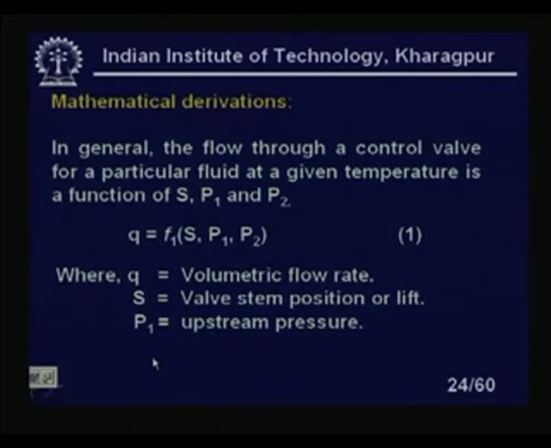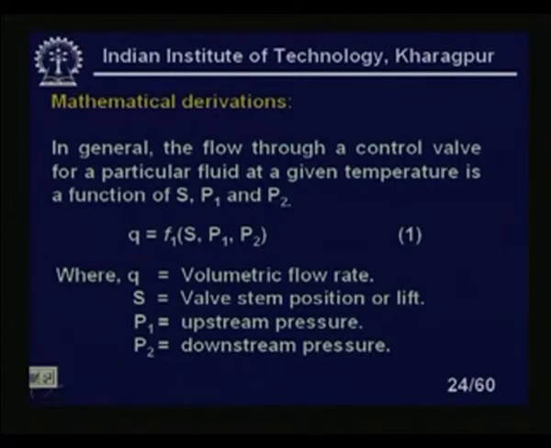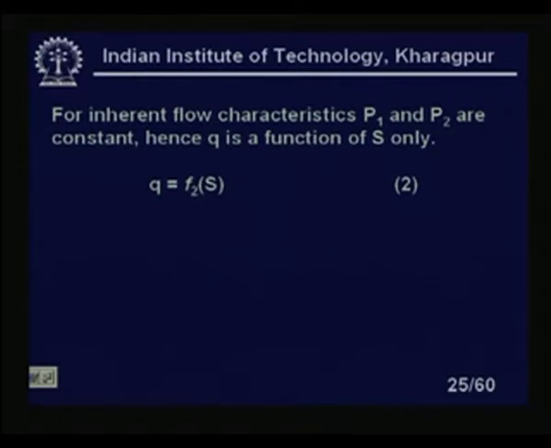Then P1 is the upstream pressure of the valve, okay, because liquid is flowing through the restriction there will be a pressure drop across the valve. Please note there is a sufficient pressure drop across the valve. So of P1 and P2, P1 is the upstream pressure and P2 is the downstream pressure. That means P1 is the static pressure of the liquid upstream at the inlet and P2 is the static pressure of the liquid or fluid at the outlet of the control valve, right. These we are designating as P1 and P2 respectively. For inherent flow characteristics, P1 and P2 are constant, okay. Hence Q is a function of S only.